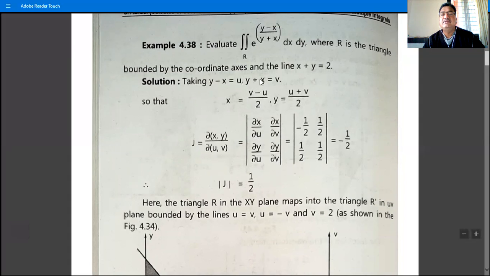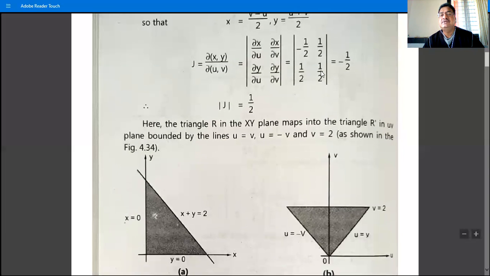∂x/∂u is what? The derivative with respect to u is minus 1/2. The derivative of this with respect to v is plus 1/2. Similarly, ∂y/∂u is plus 1/2. ∂y/∂v is plus 1/2. And therefore, this into this, minus 1/4, minus 1/4 becomes minus half. So the mod of Jacobian is plus half.